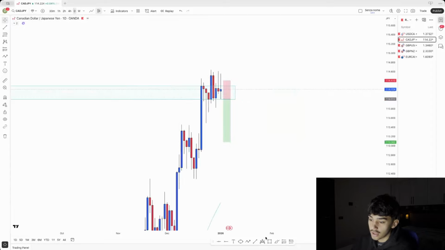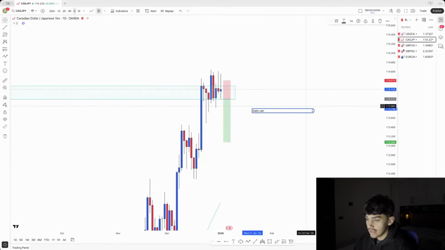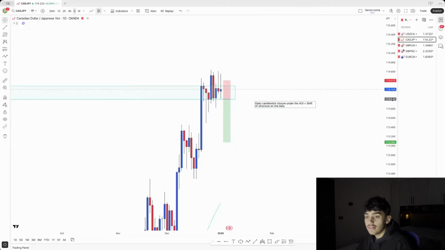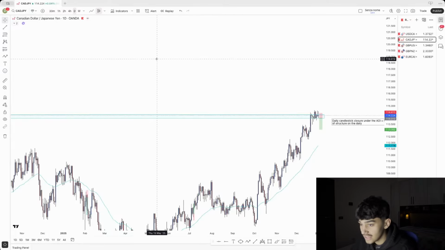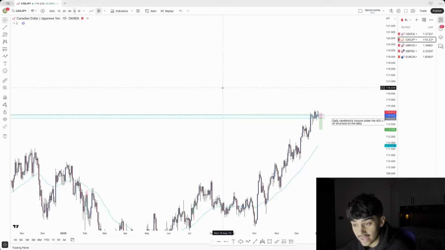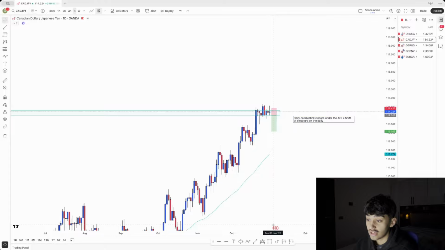So the first thing that I'm gonna wait for this one here to do is a daily candlestick closure under the AOE, which will then mean shift of structure on the daily. Perfect. This is my second pair, which is actually a counter trend trade. Those are not the most ideal trades, but if you watch the video that I made on Wednesday, it's a good type of trade because I won 2 out of 2 in the last weeks.